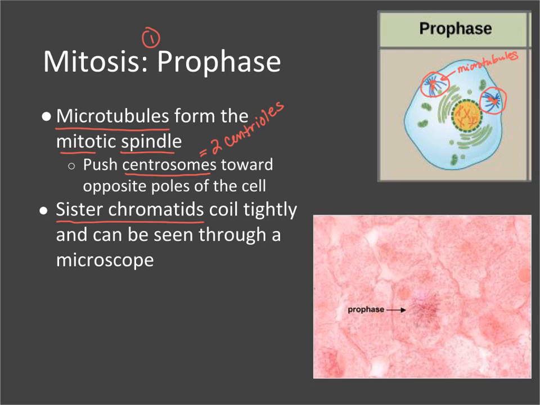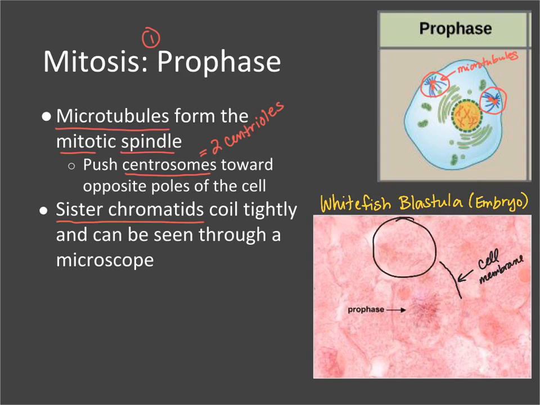So let's take a look at this picture down here. This is actually looking through a microscope, and this is a whitefish blastula, which is basically cells that are in embryonic development in a fish. And so what we're looking at in this picture, this line here is the cell membrane of a cell. So you can see that we've got multiple cells in this picture. Now, in the cells that are not dividing, if we look at this cell over here, this cell is actually a cell in interphase.